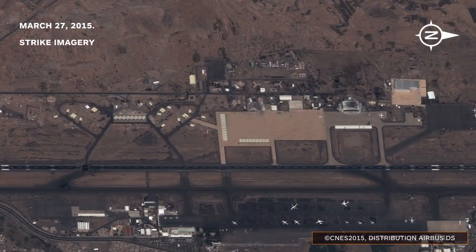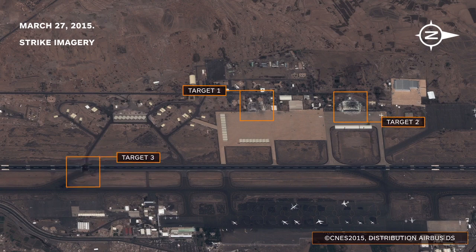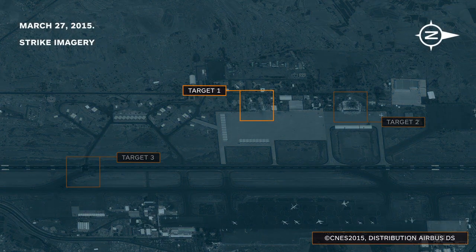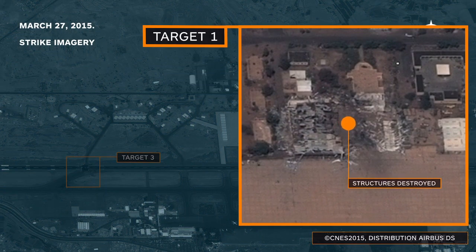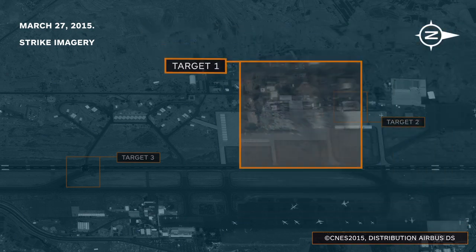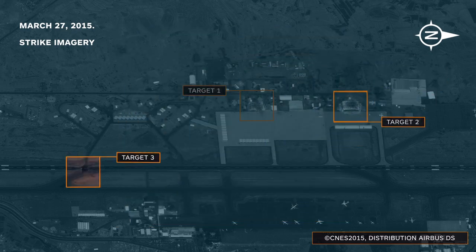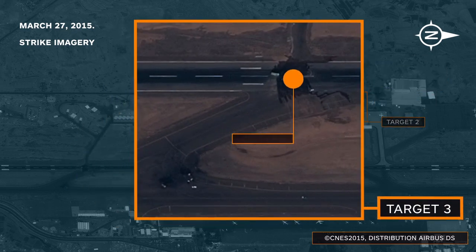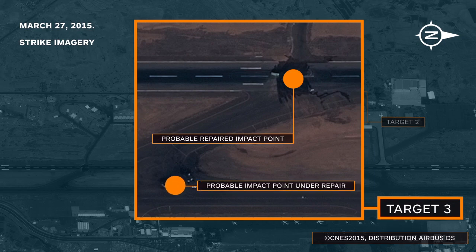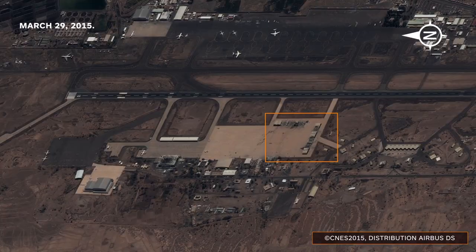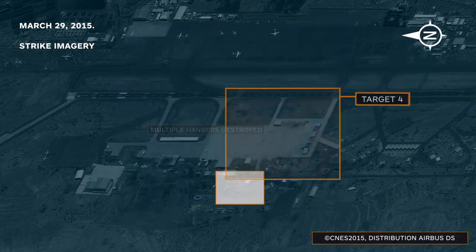Yemen, Sana'a. Next, utilizing the most current satellite imagery available, we are able to understand the scope and extent of damage during this time frame. Viewing each satellite image, we can see how these particular targets have been affected or destroyed. We can also see impact points and probable repair impact points. Moving forward in time, we see additional targets affected or destroyed.